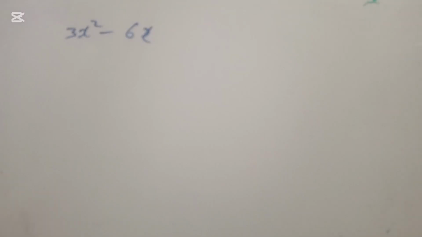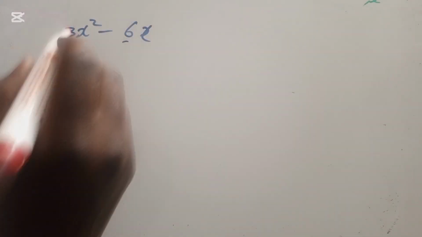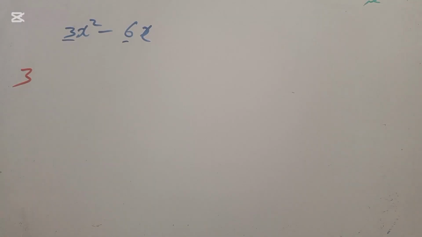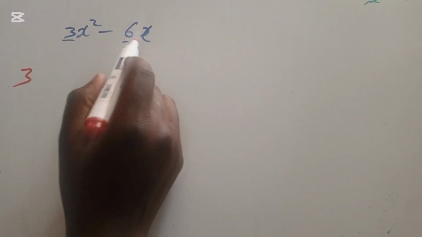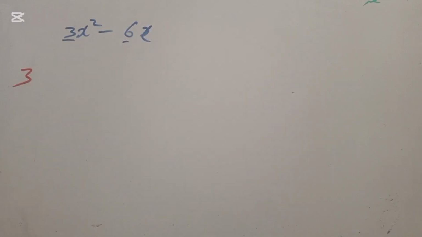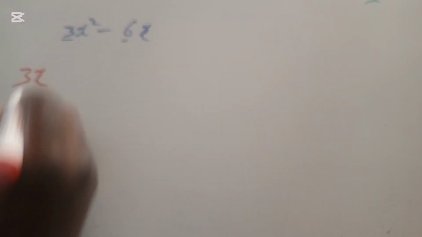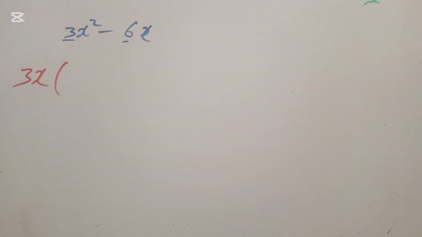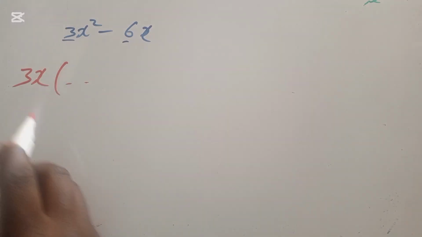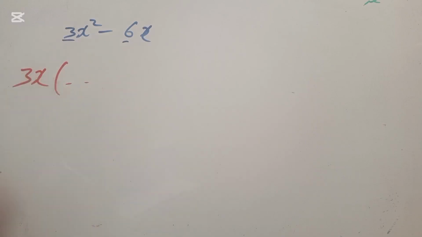Now, to factorize this, you look at common factors in these two terms. You have 3x squared and you have 6x. I see a 3 here, and 6 is a multiple of 3. So if I were to factorize, I put 3 there, the smallest factor. I see x here and I see x squared, so you can divide by x. So x is a factor. And then you put the bracket there. So how do you know what to write here? You divide 3x squared by 3x.